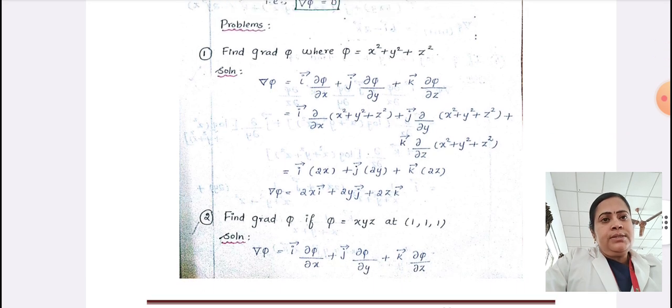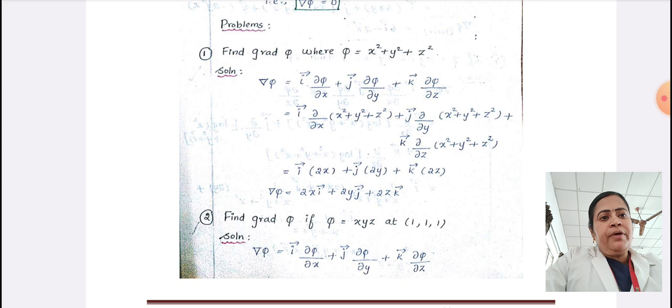Based on this, let us see some problems. Problem number 1: you have to find grad phi, where phi is given as x square plus y square plus z square. So del phi is nothing but i into dou phi by dou x plus j into dou phi by dou y plus k into dou phi by dou z.